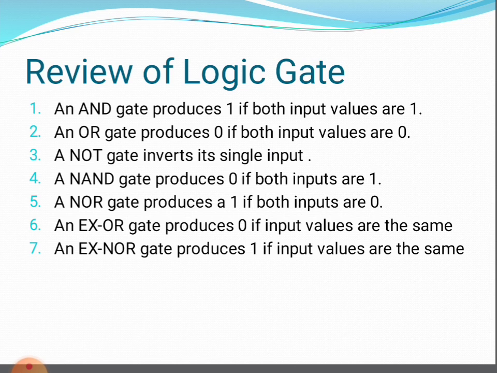An XOR gate produces 0 if input values are the same. This is for the exclusive OR gate. And last is an XNOR gate produces 1 if input values are the same. This is for the exclusive NOR gate. This is the review of all the logic gates.